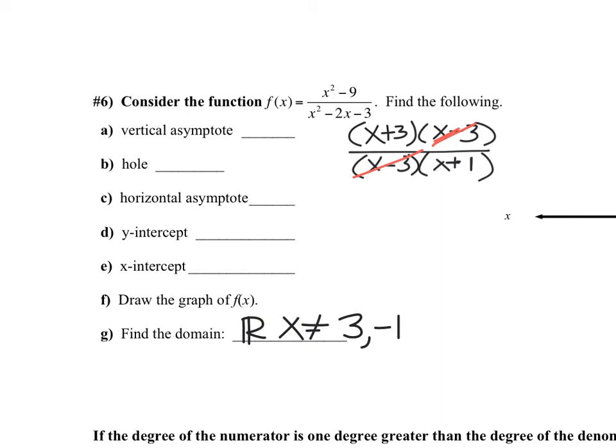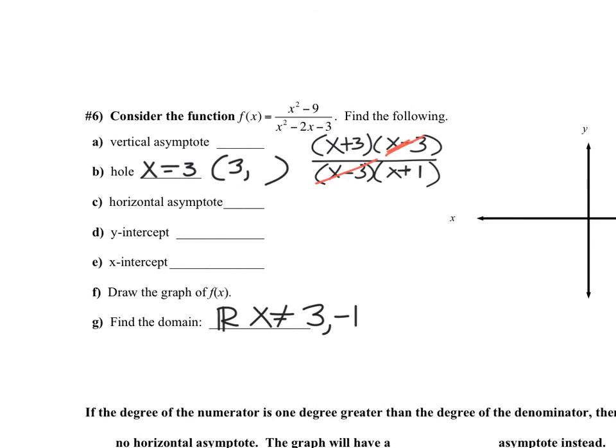So that is going to be where my hole in the graph is. So I have a hole at x equals 3. Now they're going to ask you for the hole's point, where you have to find the y value there. Now you can't plug 3 into the original, right? You'll get 0 over 0. Plug 3 into here, where you just reduced. When you plug 3 in for x into here, you get what? 6 over 4. So you get 3 over 2, or 1.5.